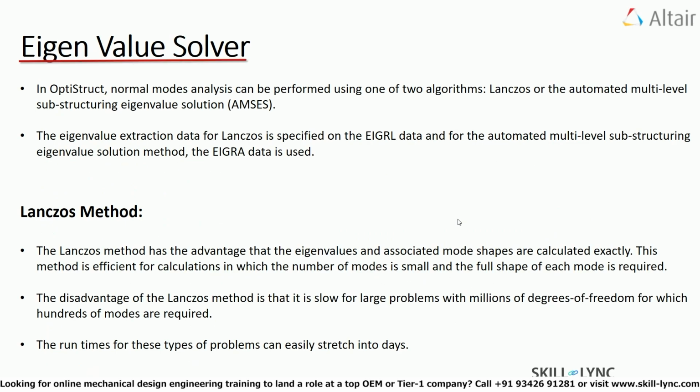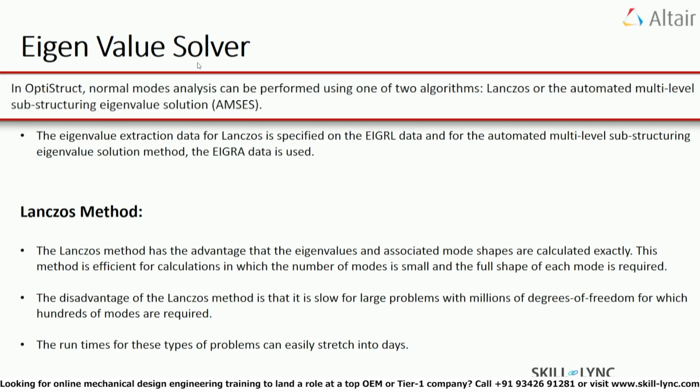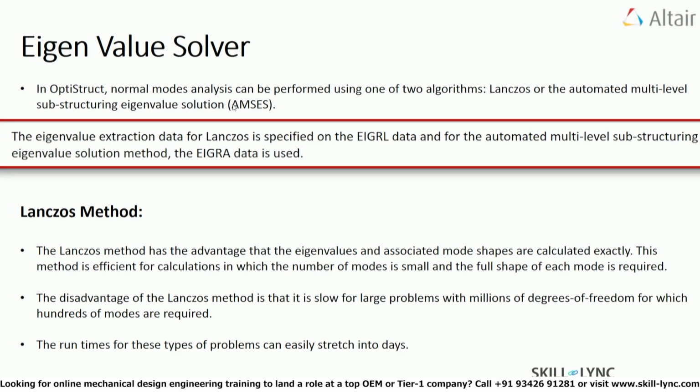Okay, now let's move on to the next topic, that is the Eigenvalue Solver. This topic is covered in this chapter only to introduce you to the two different algorithms used in OptiStruct to perform normal modes analysis. They are the Lanczos method and the Automated Multi-Level Substructuring eigenvalue solution, also called the AMSES method. The eigenvalue data extraction for Lanczos is specified on the EIGRL data cards, and for AMSES it is specified using EIGRA data cards.